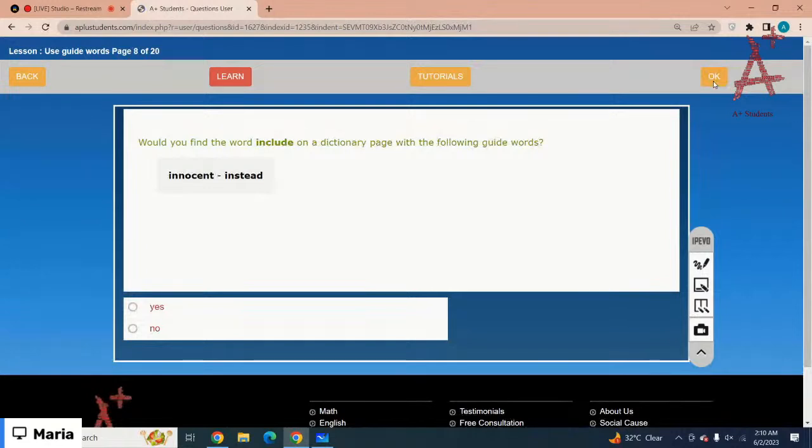Okay, the next one is: would you find the word include on a dictionary page with the following guide words, innocent and instead? Which is the correct option? The first two letters are exactly the same. You have to look at the third one. Here you have N and here you have S. Do we have C in between them? No, C is before N. That means it wouldn't be on the same page. Got it? The correct option is no.